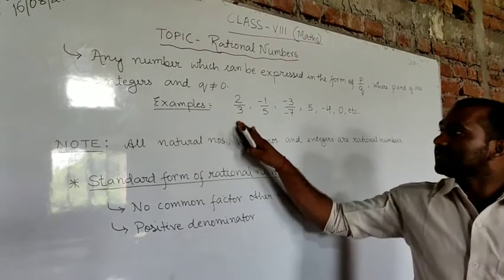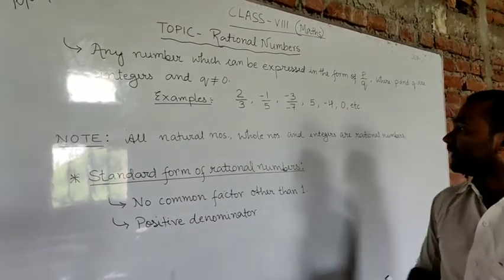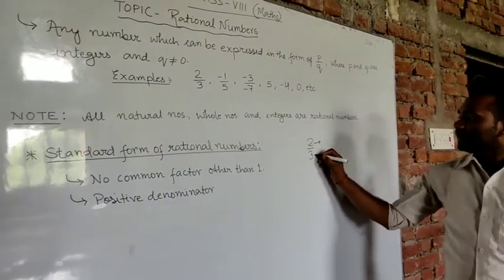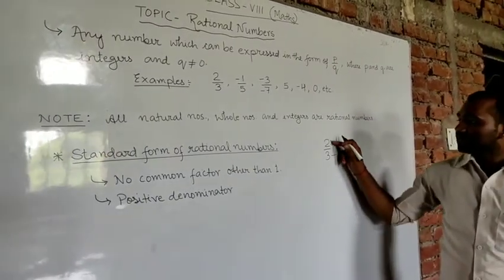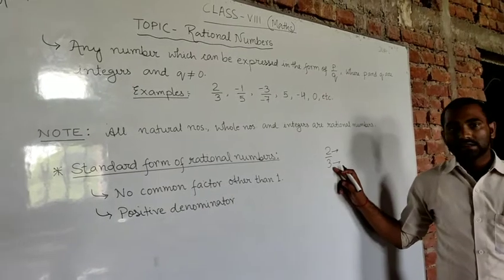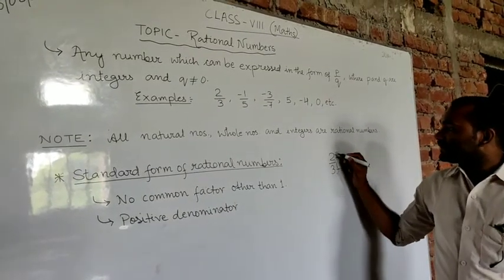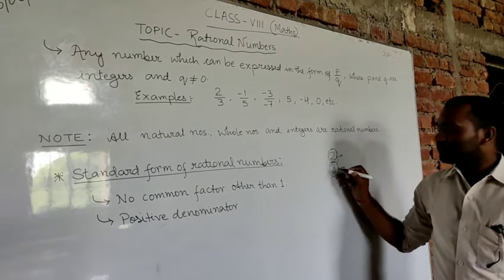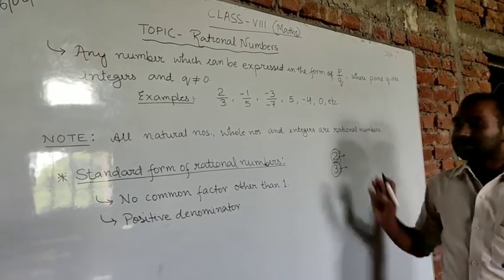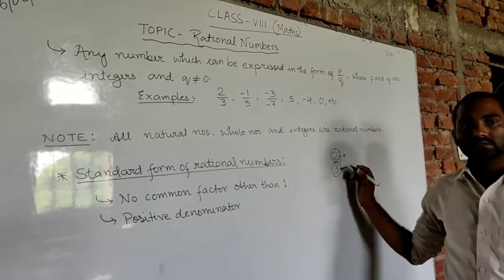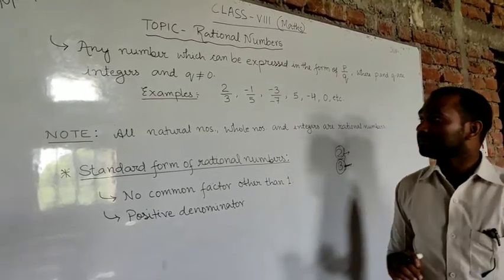If we see the number 2 upon 3, here 2 is the numerator and 3 is the denominator. You can see that 2 is an integer, 3 is also an integer. So the first condition is that the numerator and denominator should both be integers. So this is a rational number, and here we can see that the denominator is not 0. Both the conditions should be fulfilled.